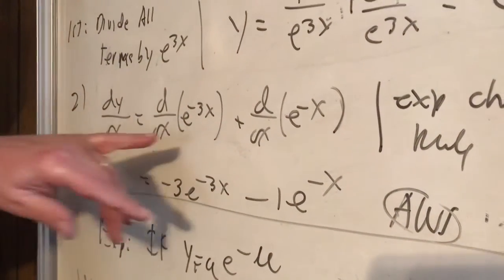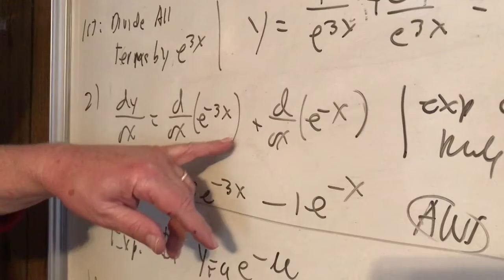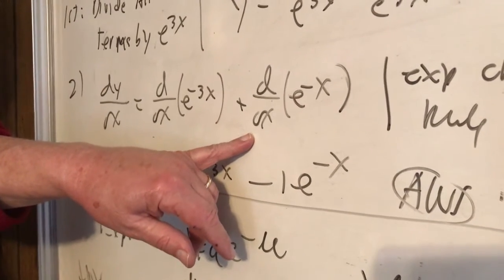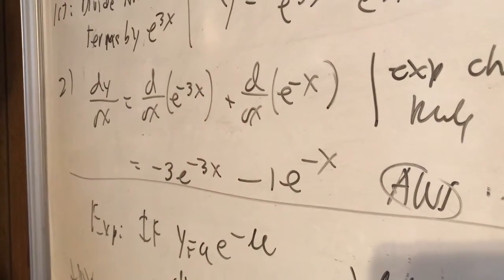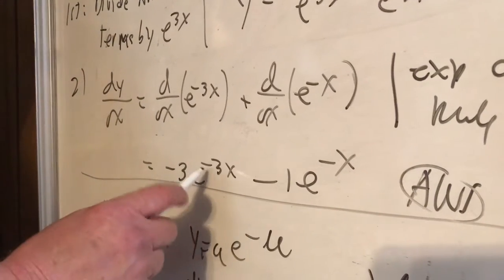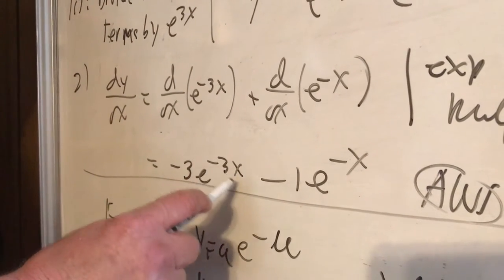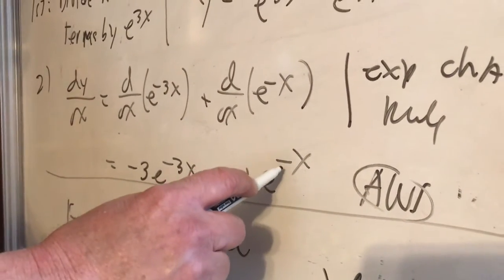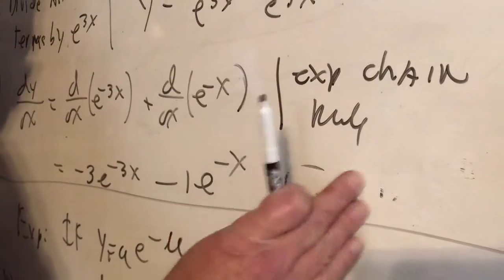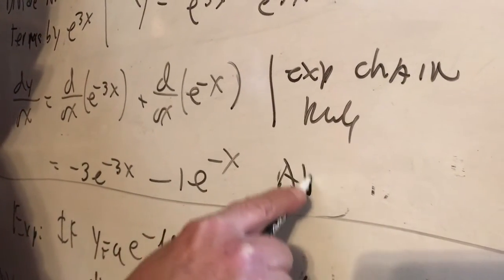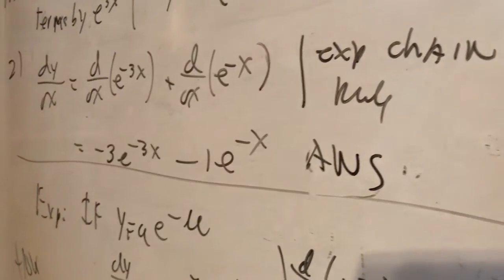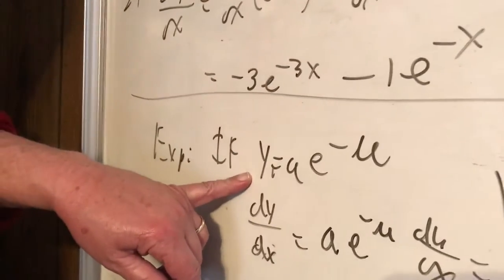That'll be the derivative with respect to x of e to the minus 3x, plus the derivative with respect to x of e to the minus x. This is the exponential chain rule. This is minus 3e to the minus 3x minus e to the minus x, and that is the answer. And if you want to see how I did it, this is the exponential chain rule.